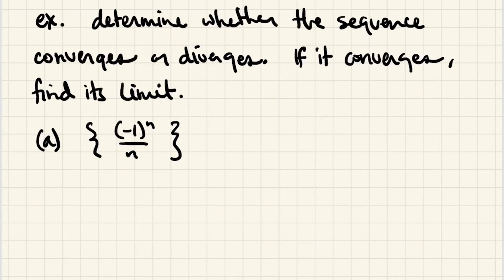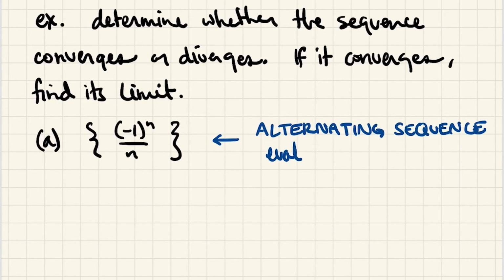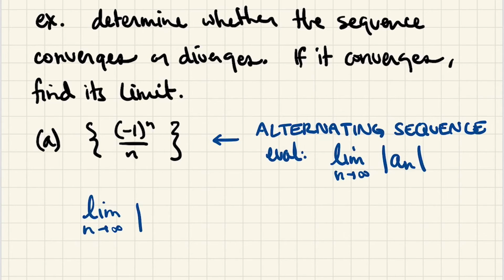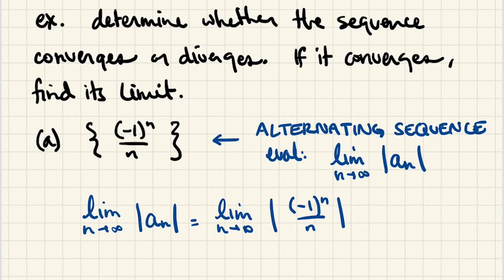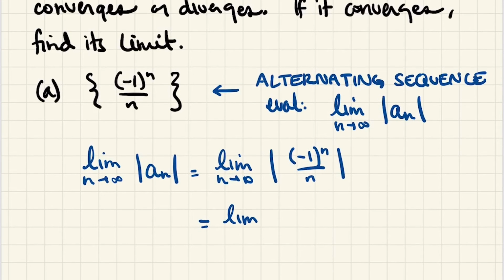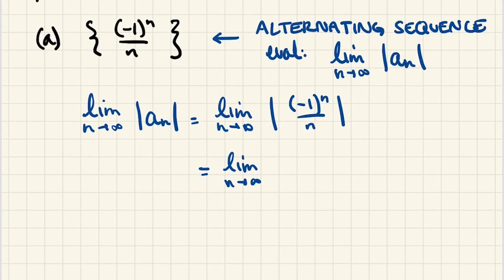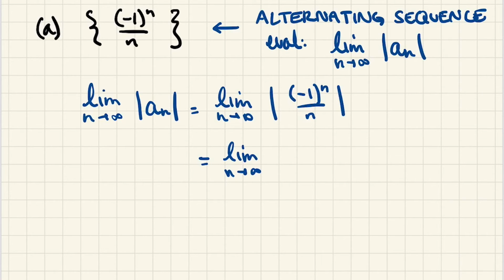So, okay, for an alternating sequence, we're going to evaluate the limit as n approaches infinity of the absolute value of the terms. So here we have the limit as n approaches infinity of the absolute value of a_n, which is the limit as n approaches infinity of the absolute value of this thing. So the absolute value essentially annihilates that alternating factor, and n itself is always positive, so this is really just this limit right here, which evaluates to zero.